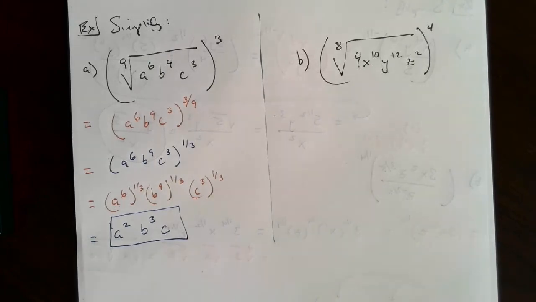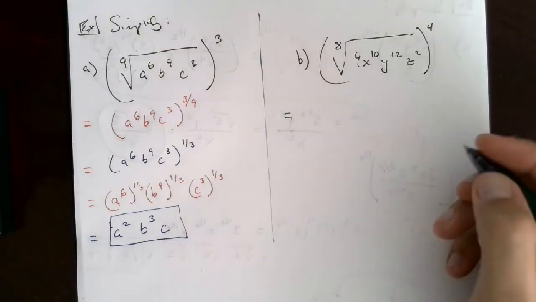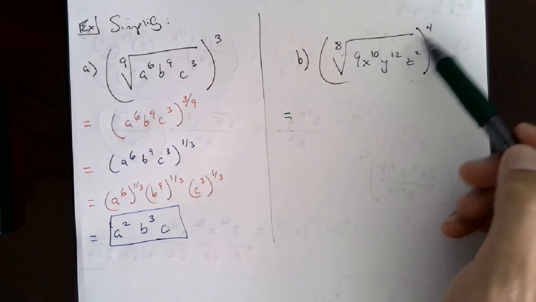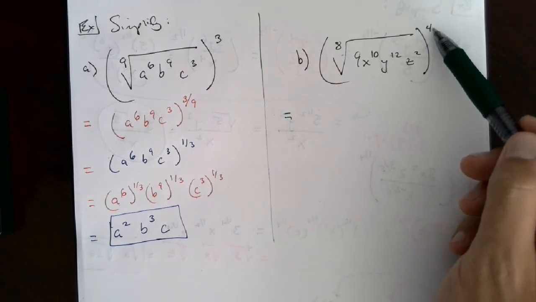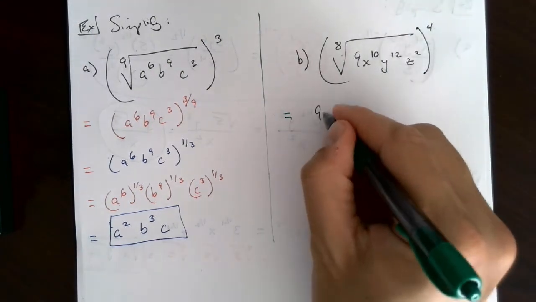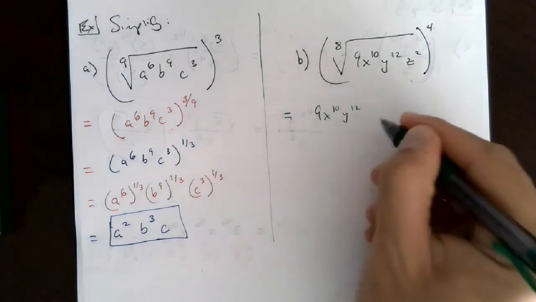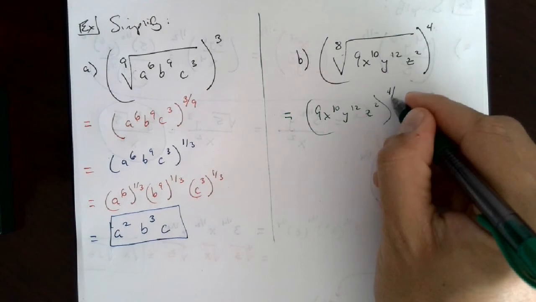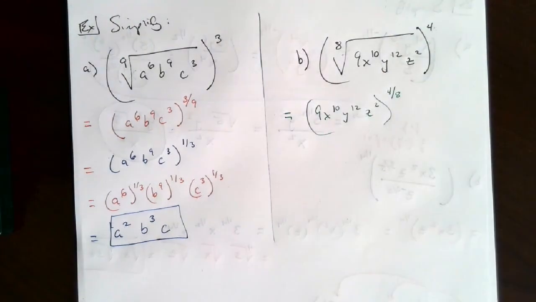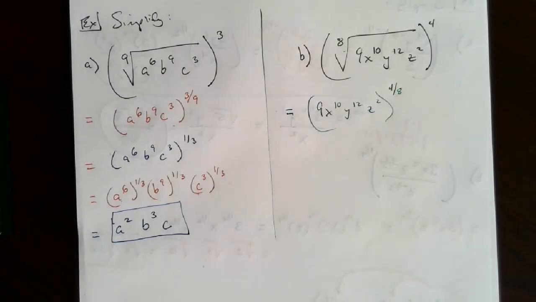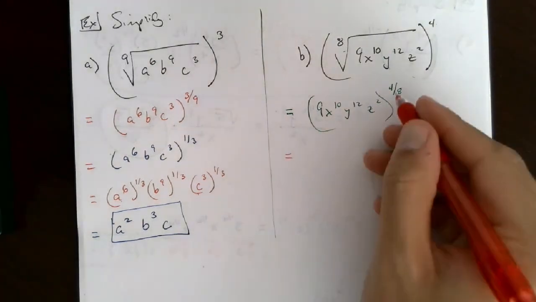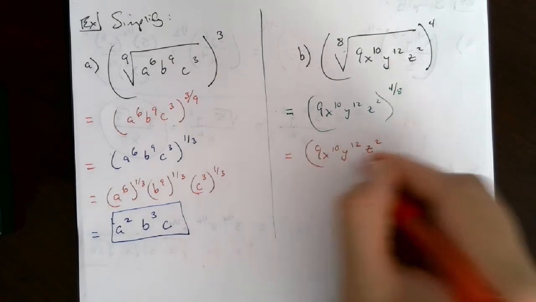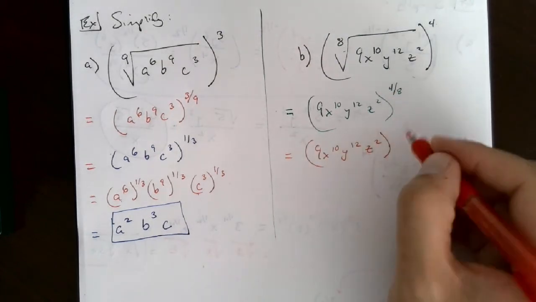Looking at the next one, we can do something similar here. Right, you know that when we have this index of 8 and the power of 4, we can raise everything inside of here to the power over the root. So the base is the 9x to the 10th, y to the 12th, z to the 2nd power, all raised to the power of 4 over 8, which was the index, so the 4/8 power. 4/8 reduces, right, in the exponent there, so we have 9x to the 10th, y to the 12th, z to the 2nd, and then 4 over 8, remember that reduces to 1 over 2.